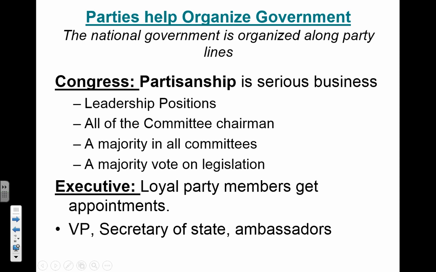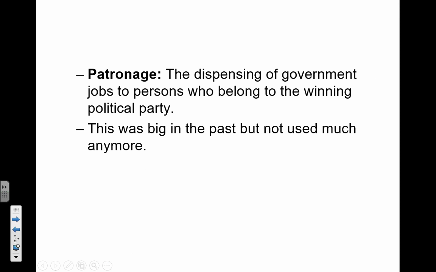Another thing, when it comes to patronage jobs, this is giving out government jobs to a winning political party, and I talked about this. It's not really used much anymore, but it has been used in the past. It's not used much anymore because it's not legal. We thought it was just wrong. However, it does exist to some extent. Like I just said, I'm not going to appoint anybody a federal judge from it. It's not really considered a patronage job, but nonetheless.